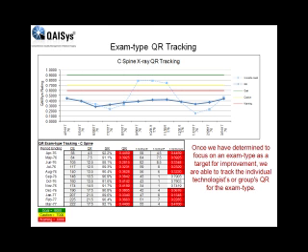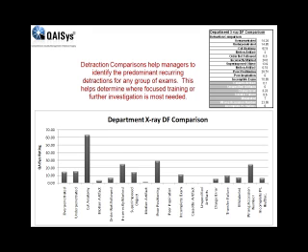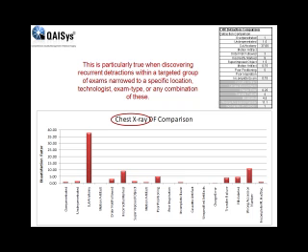Once we have determined to focus on an exam type as a target for improvement, we are able to track the QR for the individual or group. Detraction comparisons help managers to identify the predominant recurring detractions for any group of exams. This helps determine where focused training or further investigation is most needed.